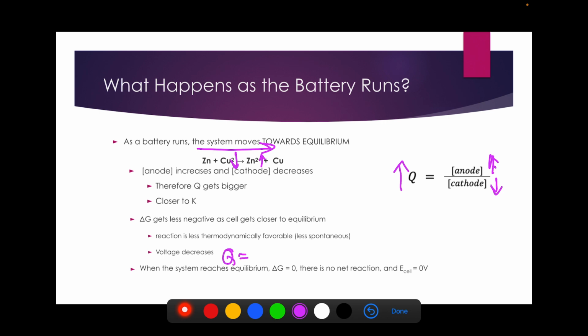At equilibrium, recall that Q equals K. At that point, delta G will be 0, there will be no net reaction, and most importantly, the cell voltage will be 0. We commonly refer to this as a dead battery.